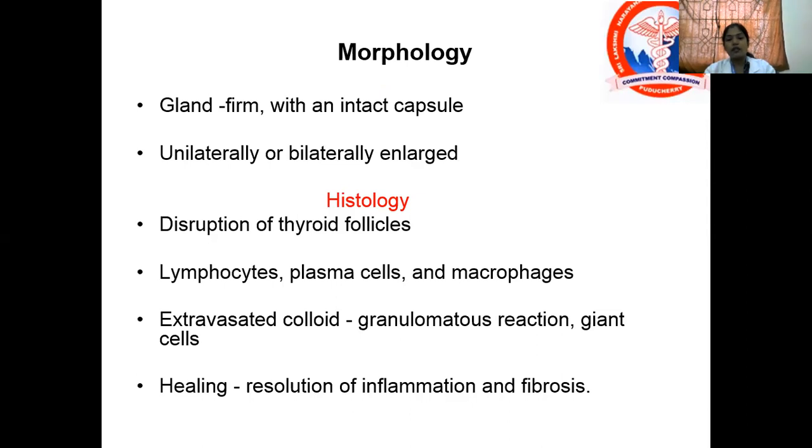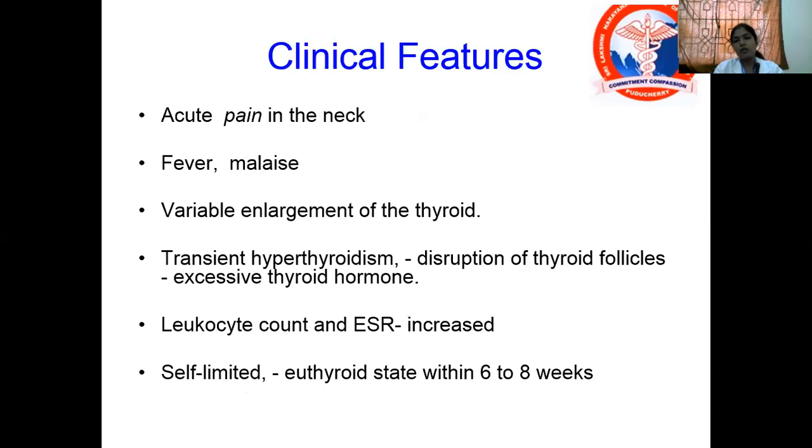Histologically, there is disruption of the thyroid follicles. There is inflammatory infiltrate, which is mainly composed of lymphocytes, plasma cells, and macrophages. And there is extravasated colloid, and granulomatous and giant cell reactions are always seen. And healing is by resolution of inflammation and fibrosis.